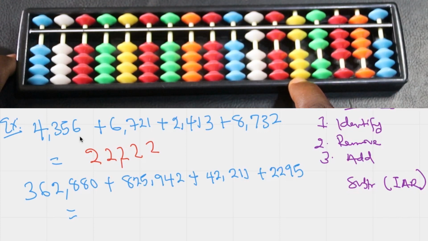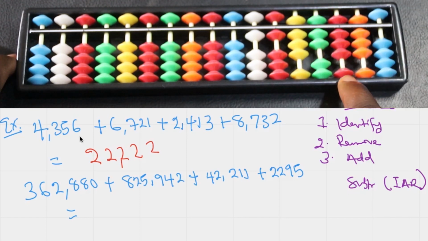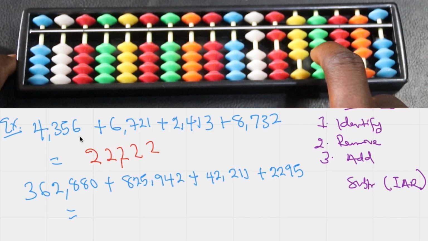Here I want to add 2. I have 2. Boom. Here I want to add 5. I have 5. Here I want to add 9. I don't have 9. What's the 10 component of 9? 1. Remove 1. Add 10.